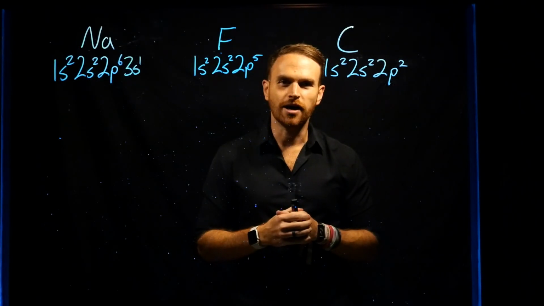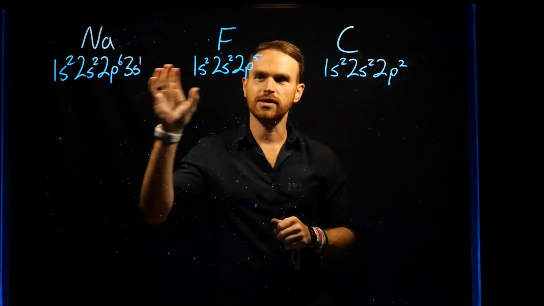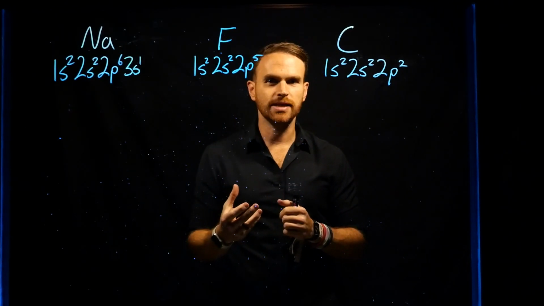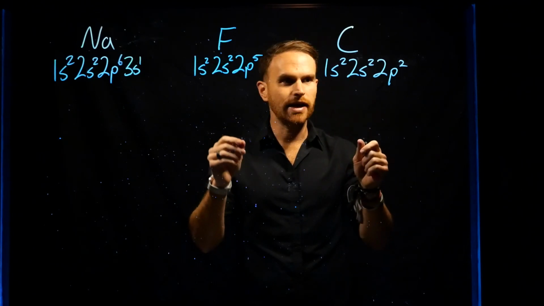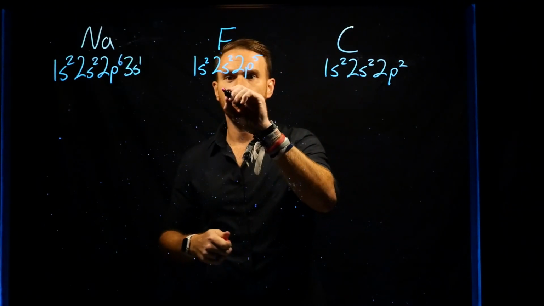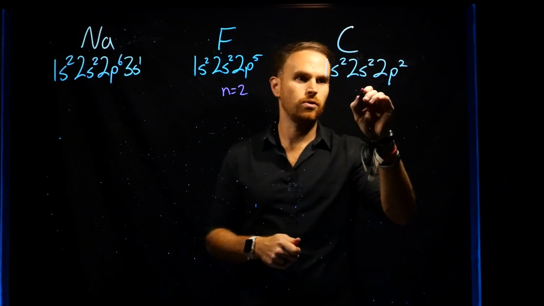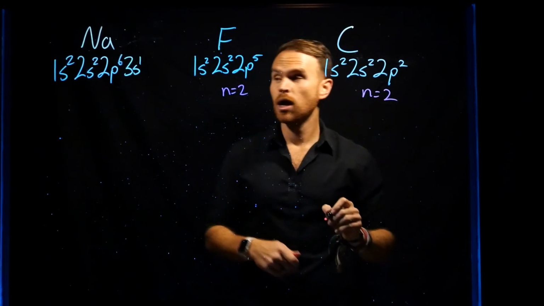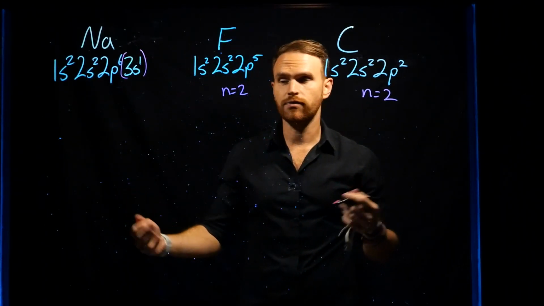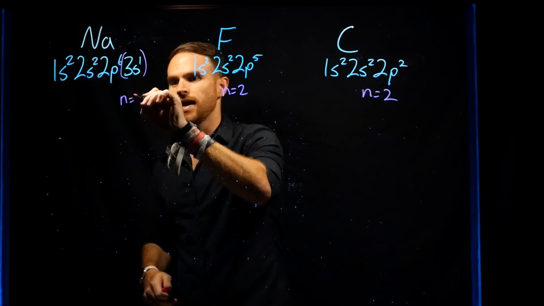When thinking about the atomic radius differences for these 3 elements, sodium, fluorine, and carbon, what immediately jumps out to me is the fact that the valence shell of orbitals for both fluorine and carbon are located within the n equals 2 principal quantum number. Whereas for sodium, I see that the valence shell, or outermost shell of electrons, is located in the n equals 3 shell.